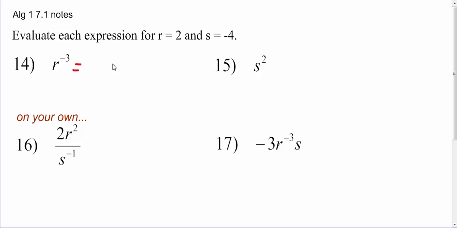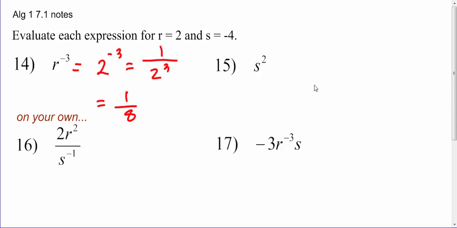So r to the negative 3, where we know the r value is 2, we're just going to plug in 2. And then we know that 2 to the negative 3rd is the same as 1 over 2 cubed, or the reciprocal of 2 cubed. And then that, of course, is 1/8. Pretty basic idea. Okay, you got to be careful on 15. This is one of them.